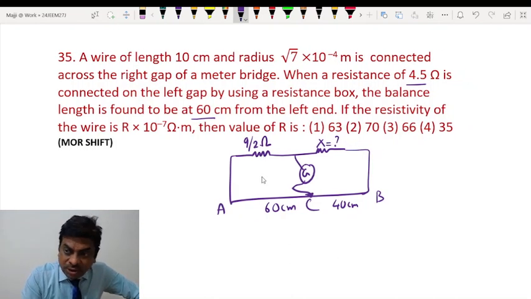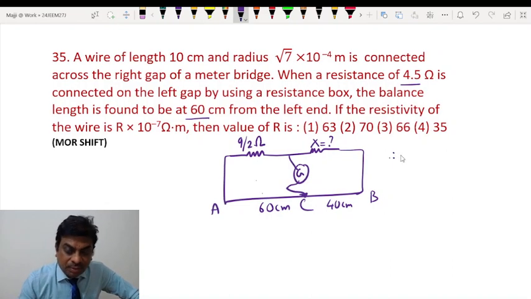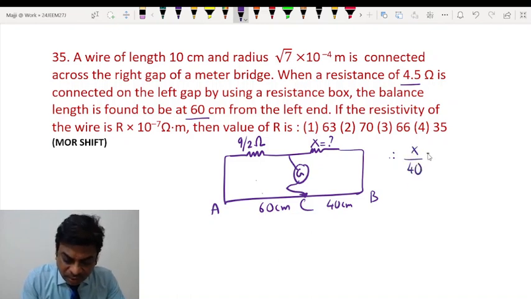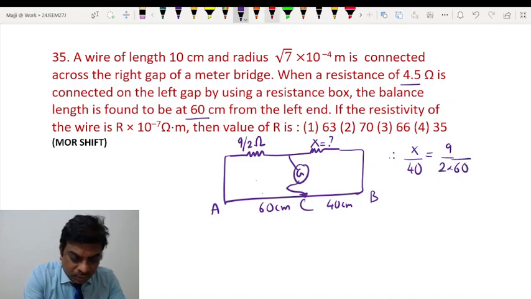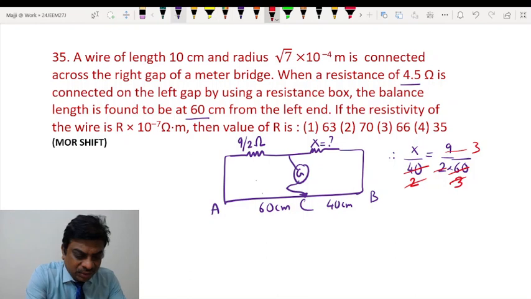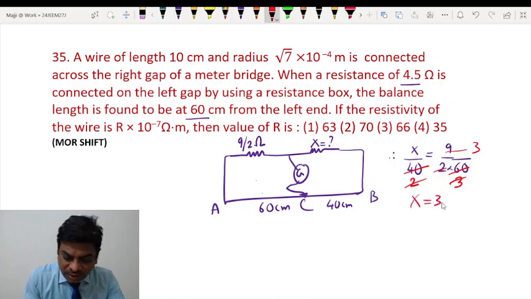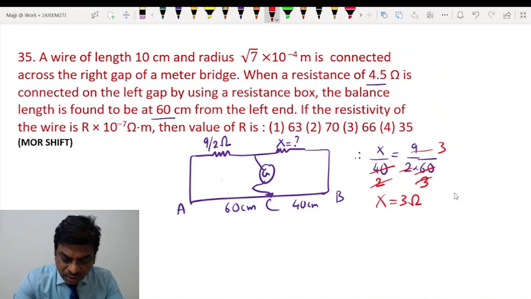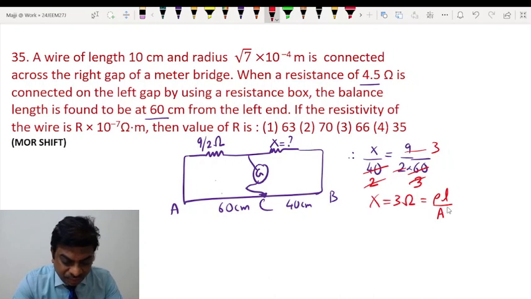Yes. So we know these two ratio and these two ratio must be same. So from the principle of this meter bridge wire, we have X upon 40 is equal to 9 by 2 upon 60. So let us cancel 22s and 23s. So this 2 gets cancelled. So finally we get X equal to 3. So the resistance is 3 ohm. Okay, students. Now once we know the resistance, we can apply rho L by A. Okay. So from here we can find rho.